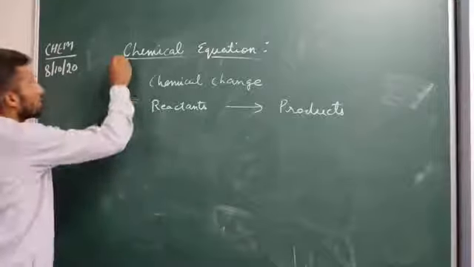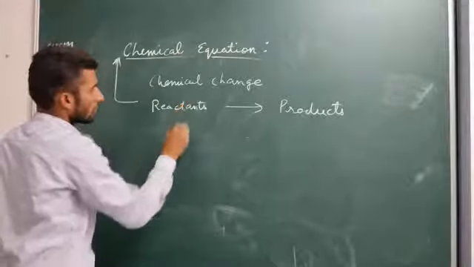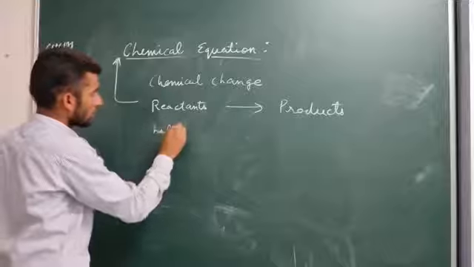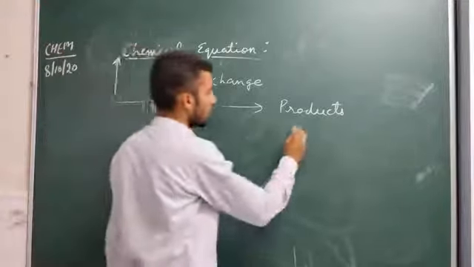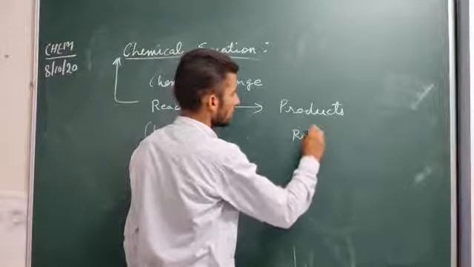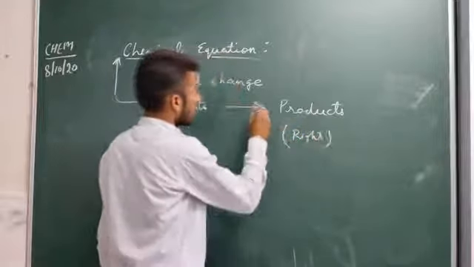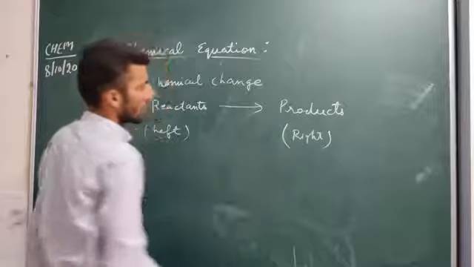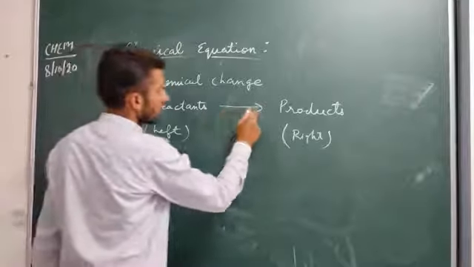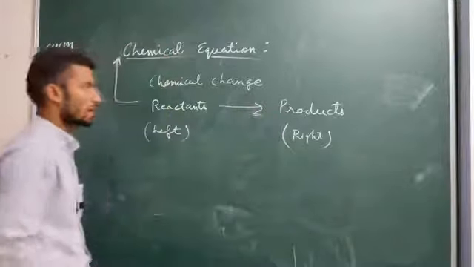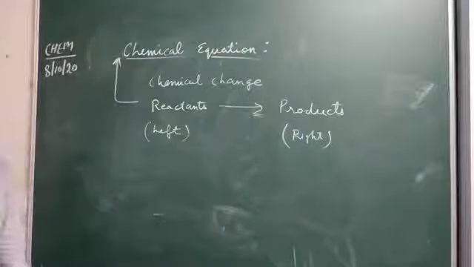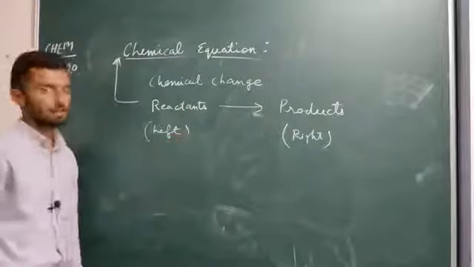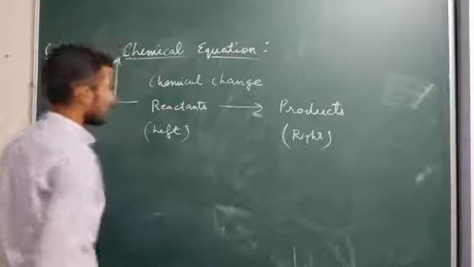Now, you keep in mind that reactants are always written on the left hand side, and products are always written on the right hand side. And from reactant to product, one arrow is shown, so that represents the change. That is, from this side, on this side the products are formed. These products are getting formed from this particular part.